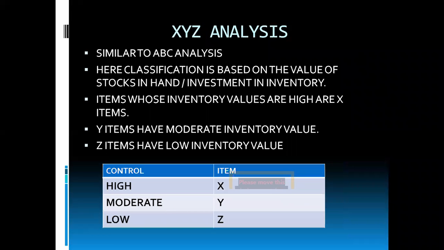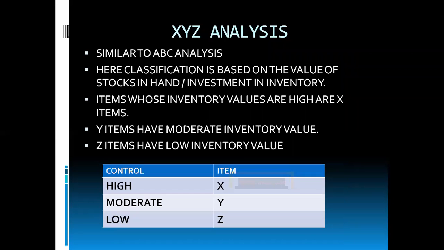Then comes XYZ analysis. XYZ analysis is similar to the ABC analysis. ABC analysis we have seen. The ABC analysis is done based on the usage value, that is consumption per unit into price per unit. Here, it is based on the value of stock in hand, or inventory in hand, or we can say simply the investment in the inventory. And very simple to understand.